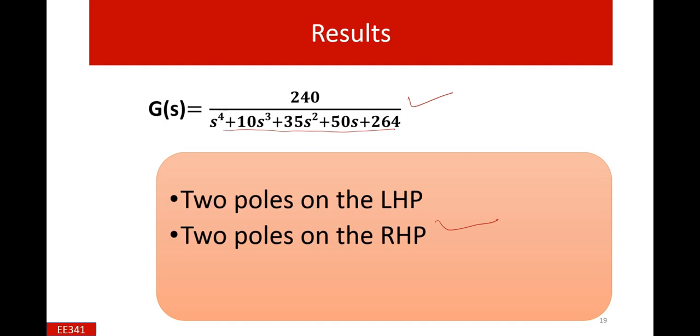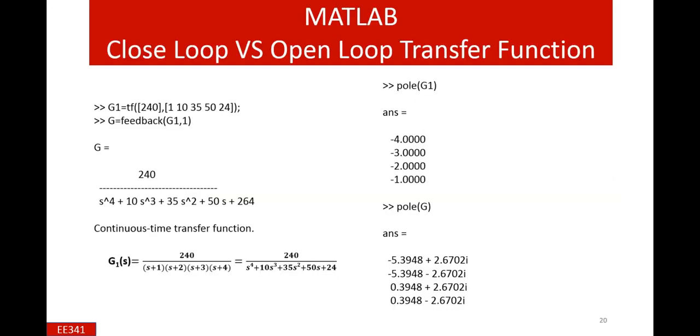How many signs are changed in the first column? This indicates the number of poles which lie on the right half plane. The above results can be verified by using MATLAB.